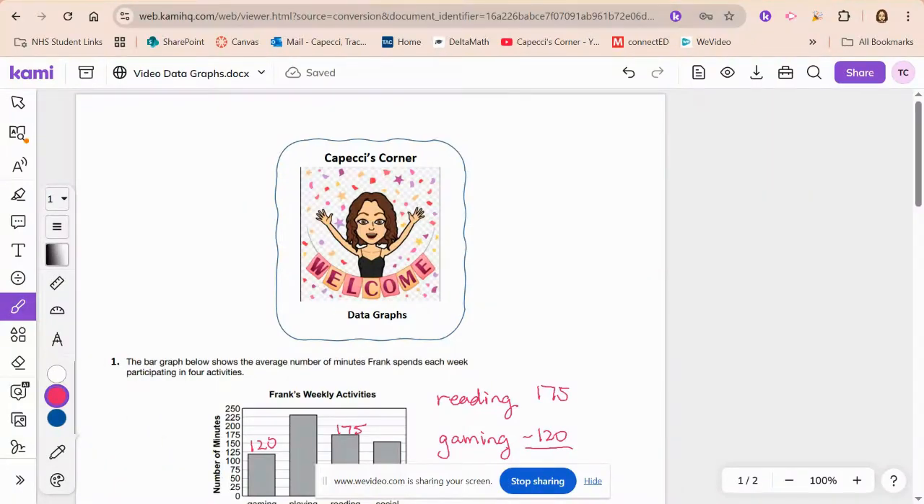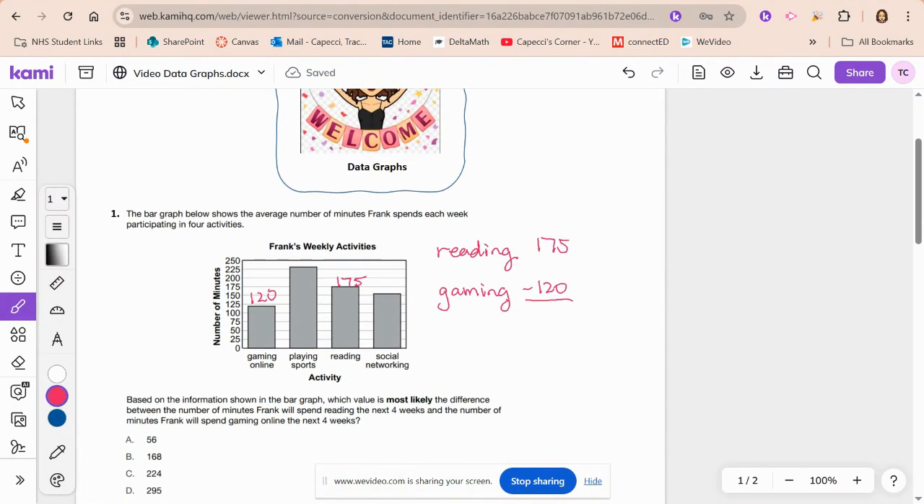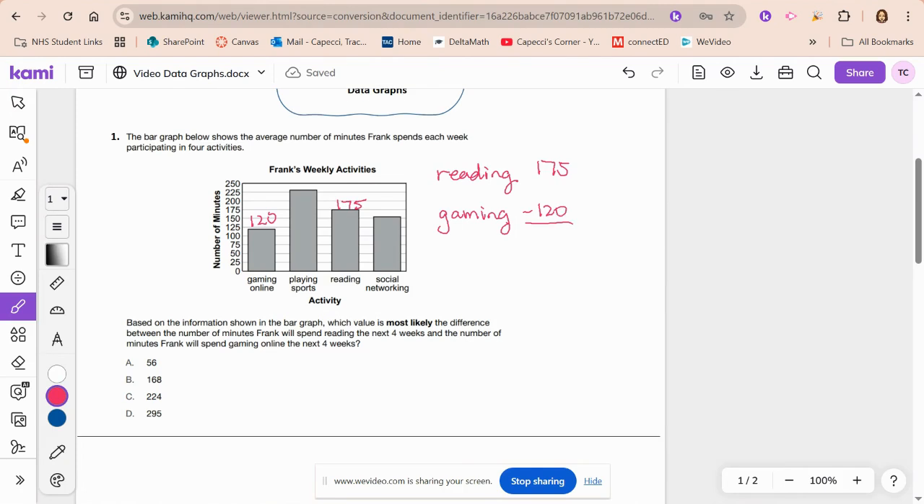Veggies Corner, we're going to look at data graphs. So we're just going to look at some examples of different types of graphs that you can get data from.